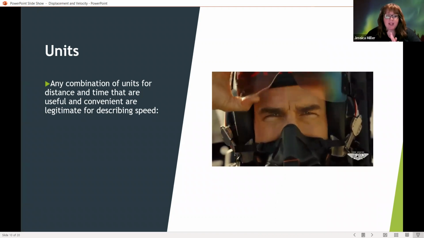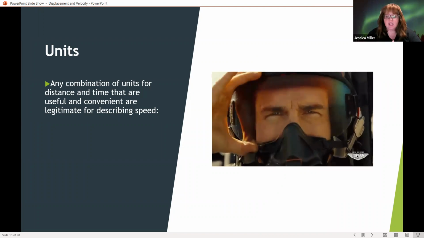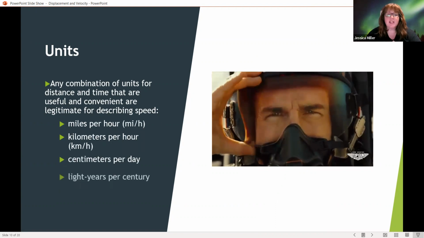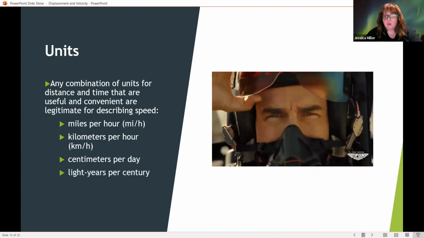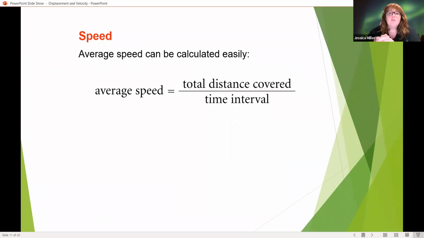So the units for speed and velocity are both the same, and they can be any units of distance over any units of time, such as miles per hour, kilometers per hour, centimeters per day, light years per century. Most of all, we will use meters per second in class. Those are the SI units. Speed is calculated by the total distance covered divided by the time. Now, when we think about velocity, we're going to be using displacement divided by time.